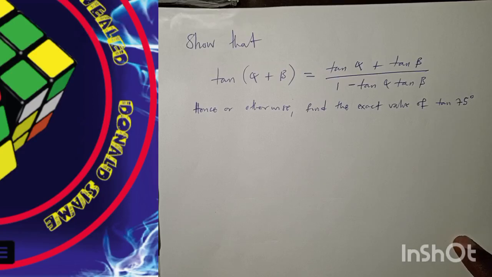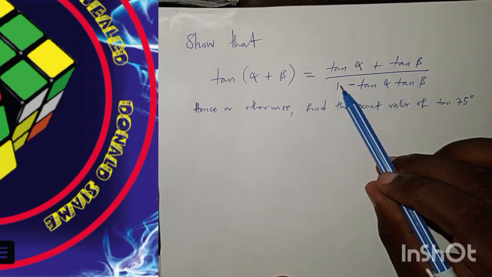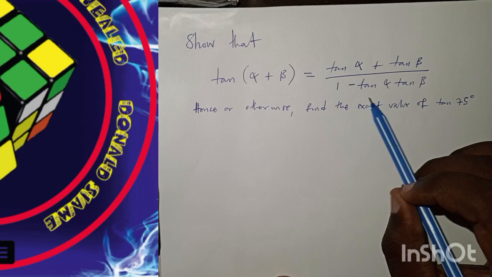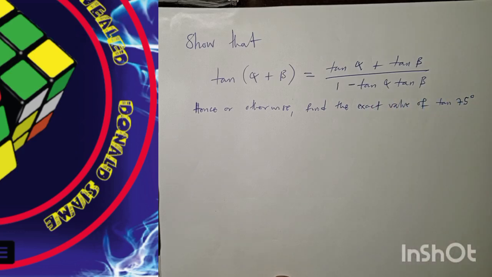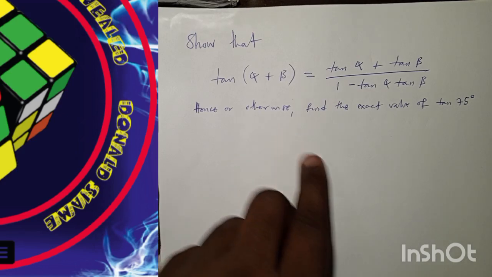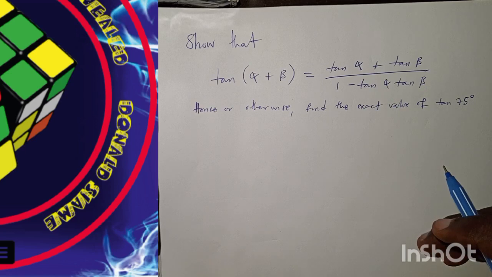Show that tan(alpha plus beta) is equal to (tan alpha plus tan beta) over (1 minus tan alpha tan beta). Hence or otherwise, find the exact value of tan 75 degrees.